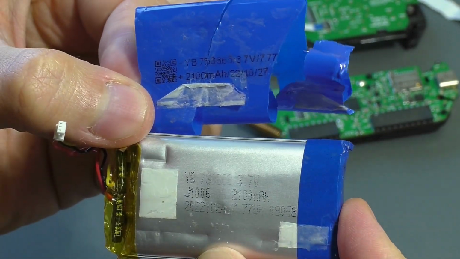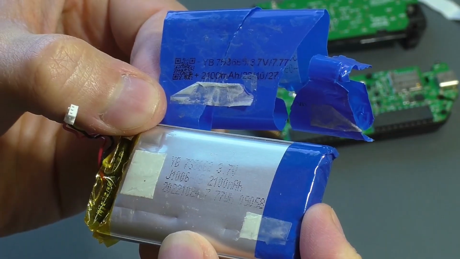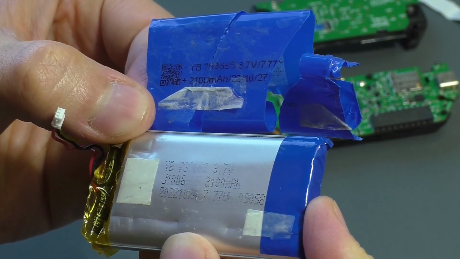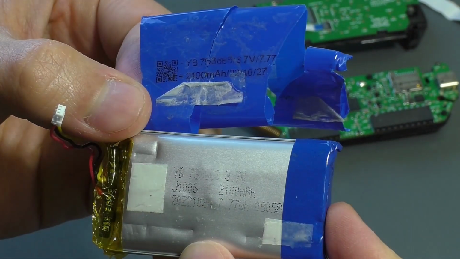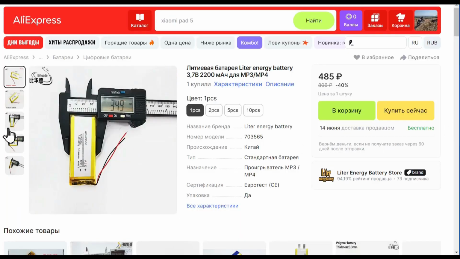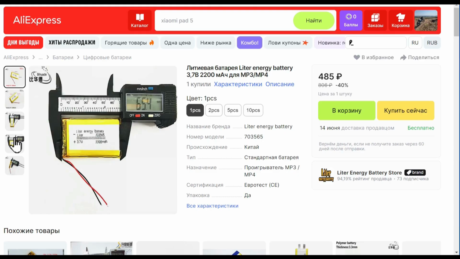At the time of repair, I couldn't find any such batteries for sale, so I had to look for compatible models that were at least roughly the same dimensions. I settled on model 703565. It's advertised as having a capacity of 2200 mAh.